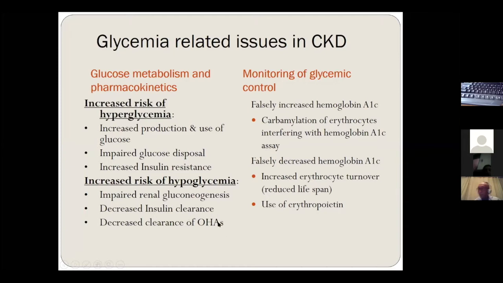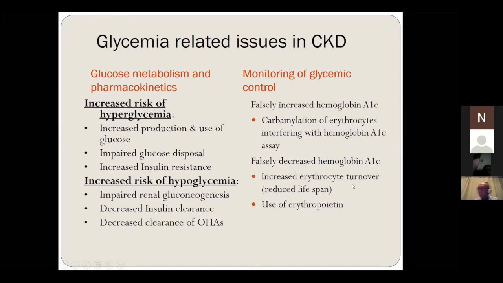The clearance of oral hypoglycemic agents also reduces. Monitoring is a problem because what we usually measure, the HbA1c, is falsely elevated by around 0.5 to 0.75 because of carbamylation of the erythrocytes and because of increased uremic toxins. And the metabolic acidosis also increases the rate of carbamylation, or also the glycosylation of the HbA1c.